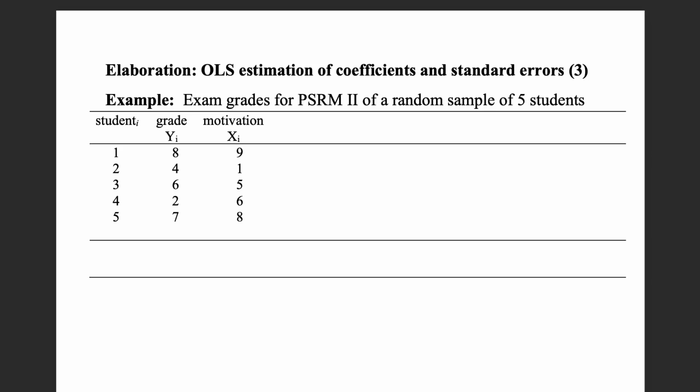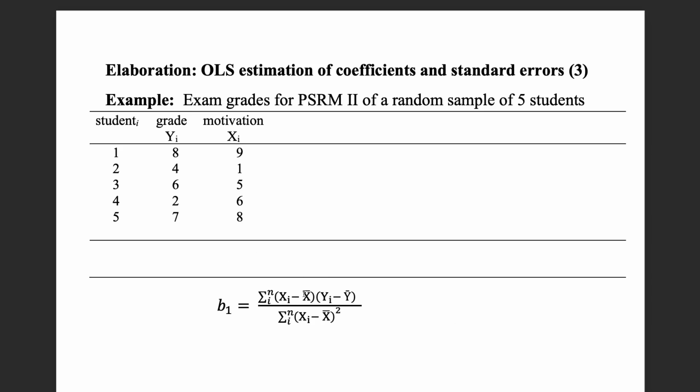And I can do that with a regression model, and I can actually work out by hand what that regression model looks like. Because we have a formula that we can solve to find the estimated value for B1, our regression coefficient that tells us the slope of the relationship between motivation and grade. And we just saw this formula, so what do we need for it? We need xi, we need yi, we need x bar, we need y bar, and that's it basically. So xi we have, that's these values, 9, 1, 5, 6, and 8. yi we also have, it's 8, 4, 6, 2, and 7.